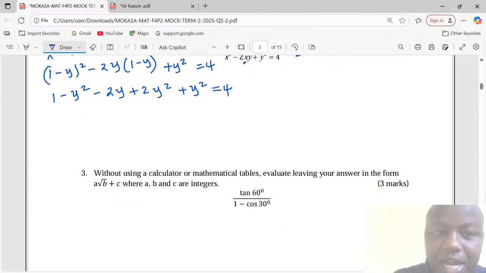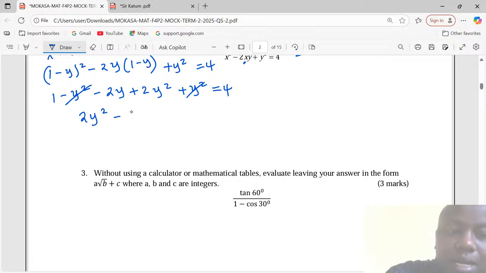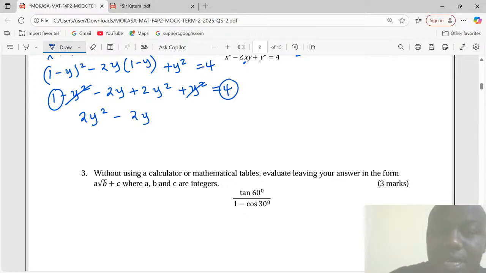At this point, we can group some terms together. Negative y squared, positive y squared. You see, we are remaining with 2y squared minus 2y. Then we have positive 1 and 4 on the other side. If 4 is brought to the left hand side, it automatically becomes negative. So 1 minus 4, we get a negative 3. This is equal to 4.